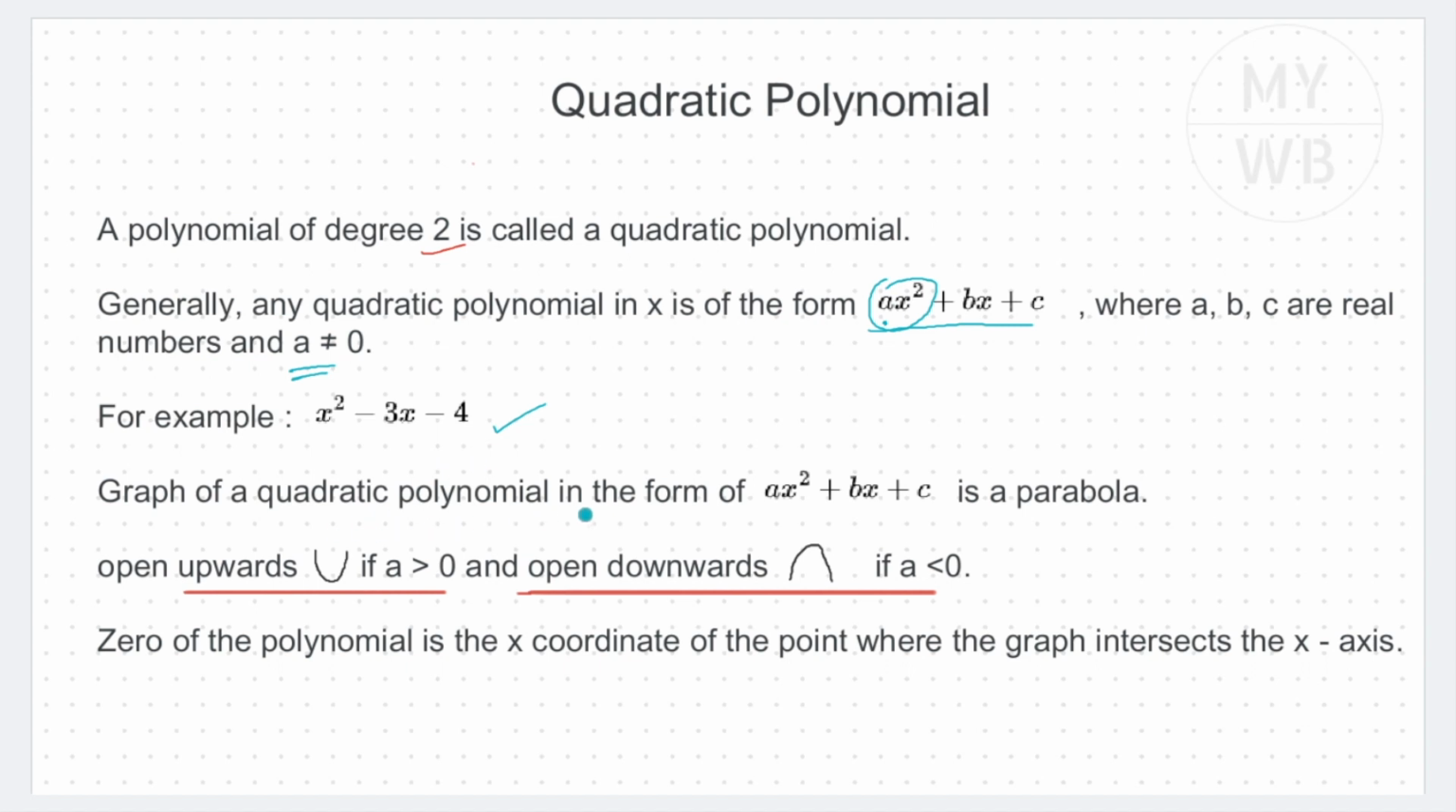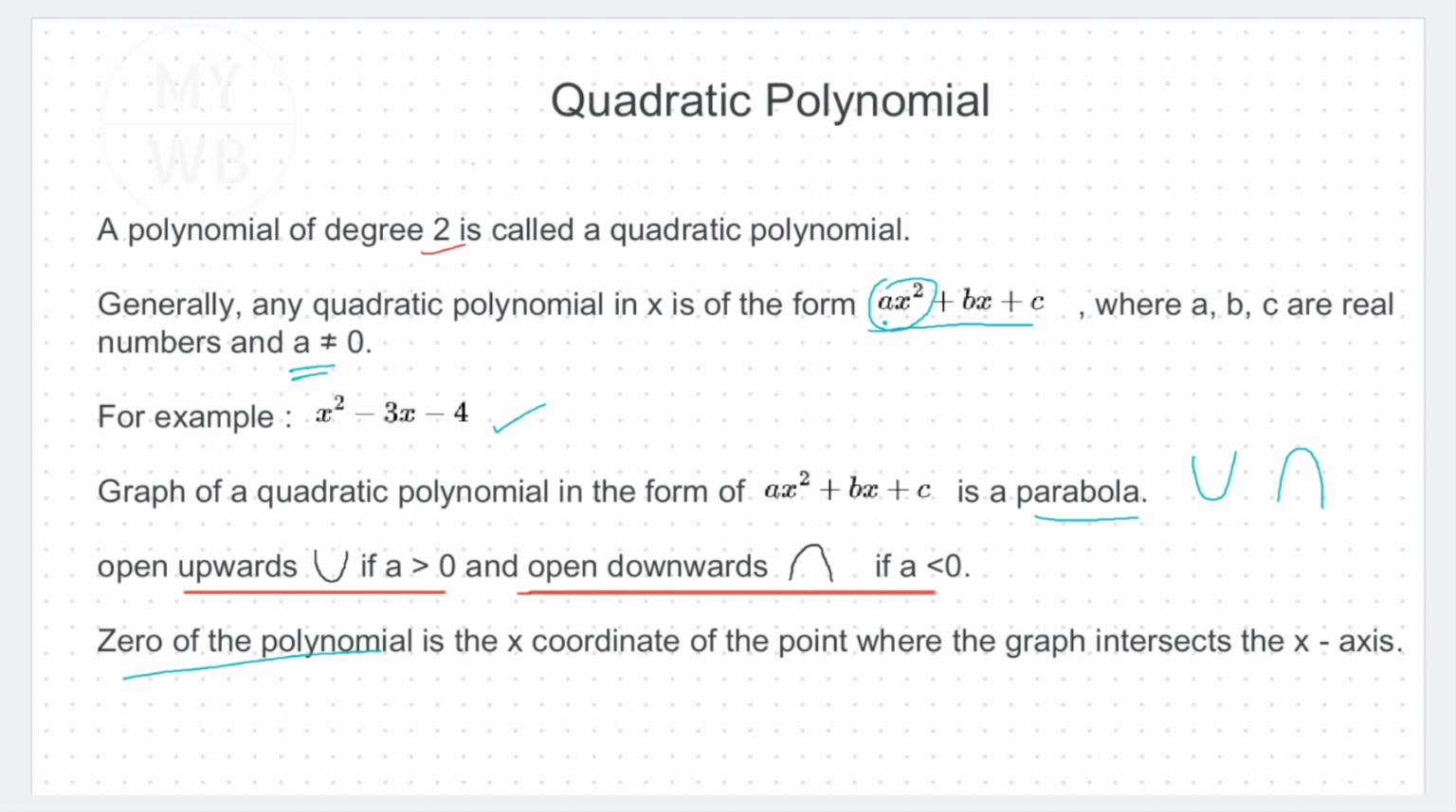The graph of a quadratic polynomial is in the form of a parabola. It's a U-shaped curve. It can be either open upwards or open downwards. It depends on the coefficient of x square. If a is positive, the curve is open upwards. If a is negative, then the curve is open downwards. Here again, wherever the curve cuts the x-axis, those points will give us the zeros of the polynomial.